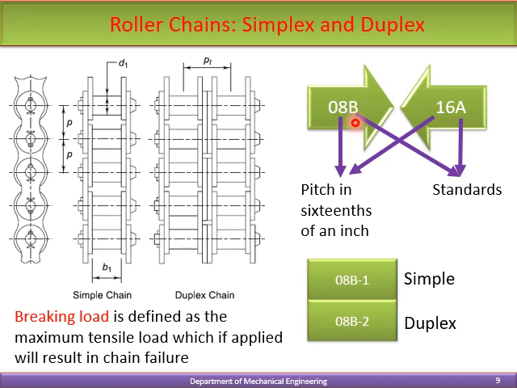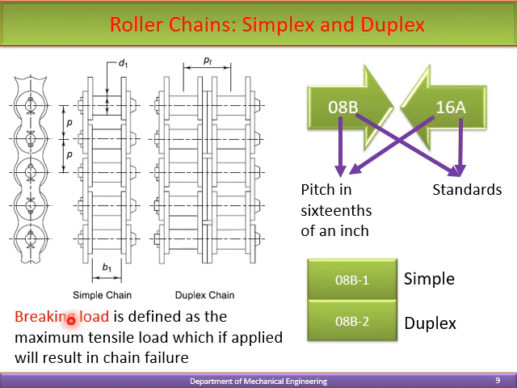Let us consider the designation 08B. The pitch of this chain is 8 by 16th inch, or 8 by 16 into 25.4 mm, that means 12.7 mm. The letter B indicates British Standard series. Let us consider the case of 16A. The pitch of this chain is 16 divided by 16 inch, or 1 inch, that means 25.4 mm. The letter A indicates American Standard or ANSI series.